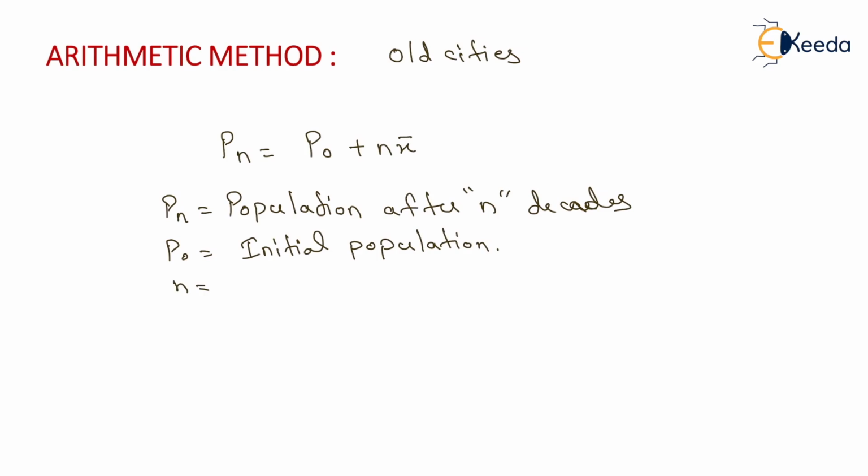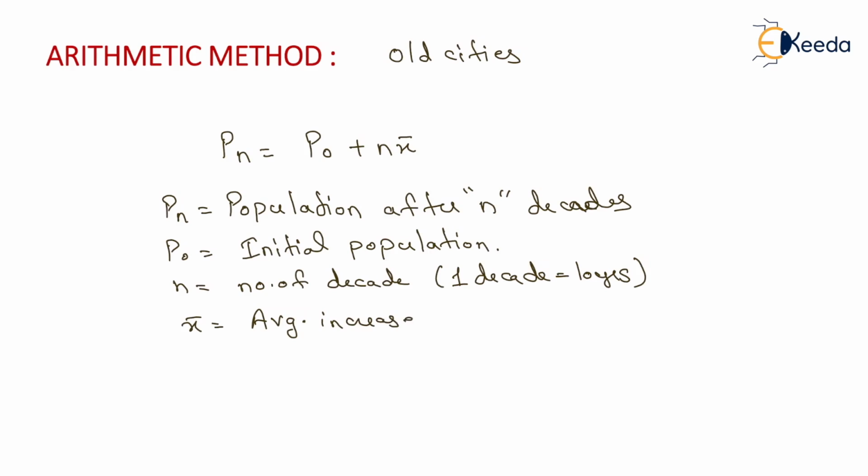Now n is the number of decades. I hope that you all are aware of the decade. One decade is equal to 10 years. Clear? Now n is the number of decades and x bar is the most important term. It will be the average increase in population per decade. Clear? Now this is all about the arithmetic method.